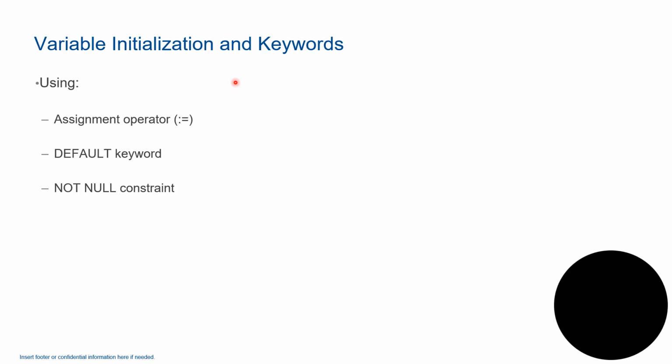Now variable initialization and keywords. As you can see, the assignment operator is used to assign some value. The default keyword is used to assign some default value, and the not null constraint means the value cannot be null at any cost. So these are the variable initialization keywords we have to remember.